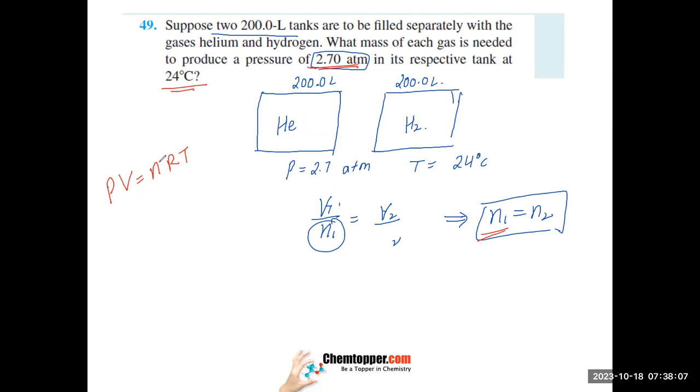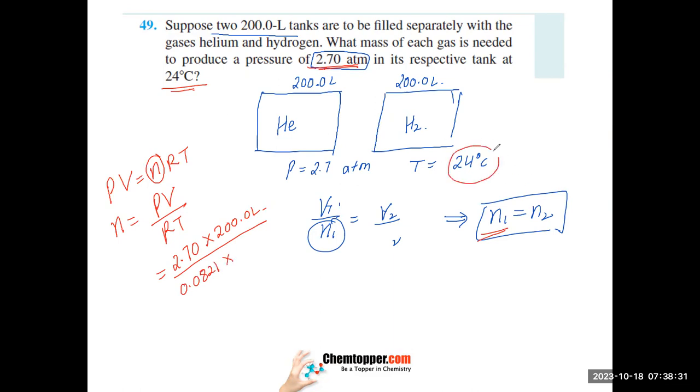So wait for it. I want to calculate n. So n is PV over RT. What is P here, children? 2.70. V, 200 liters, right? R, 0.0821. Temperature, convert this into Kelvin. Kelvin is 297 Kelvin. Calculate it. Calculate this, children. These are the moles. Rest all units will cancel out. So how many moles?